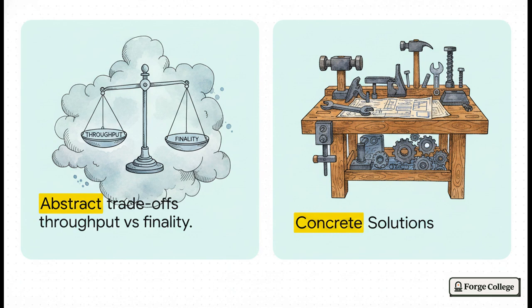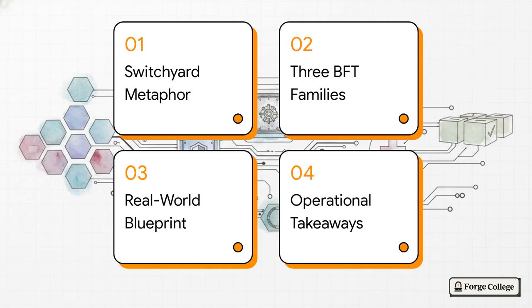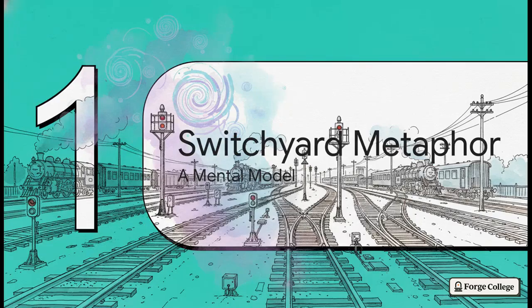We're moving away from those abstract ideas and getting right into the concrete engineering tools and deployment patterns used by real developers. We're going to look at the exact algorithm families you'd pull right off the shelf to build a production network. Here's a quick rundown of our blueprint for today. First, we've got the switchyard metaphor. Second, the three BFT families. Third, a real-world blueprint. And we'll wrap it all up with our operational takeaways. All right, let's jump right into part one, the switchyard metaphor.